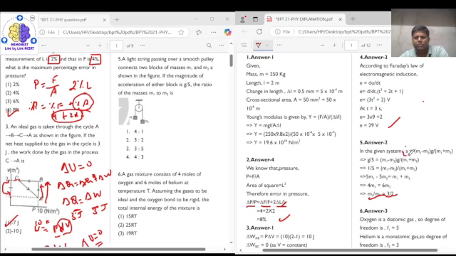Now from where this formula, the main formula, comes from. See, suppose this is m1 and this is m2, right? So we can say this system is accelerating in this direction.